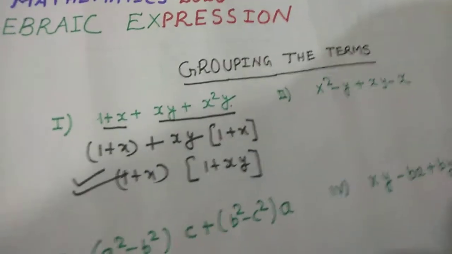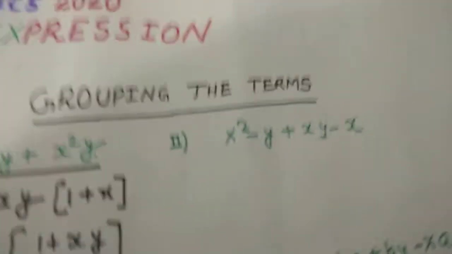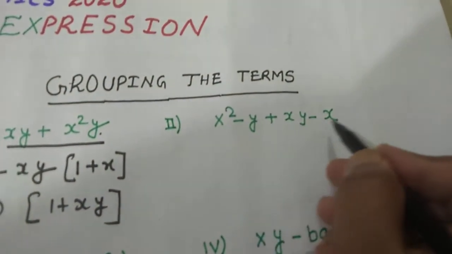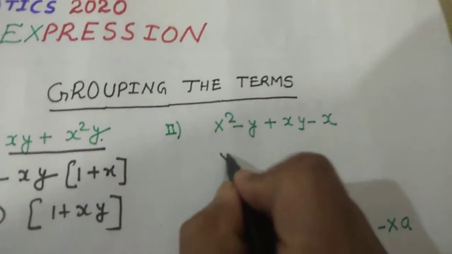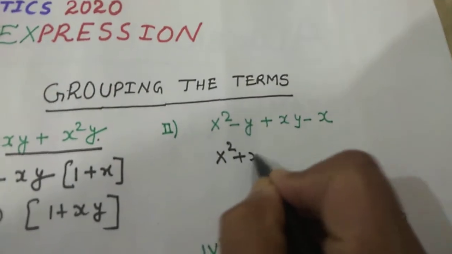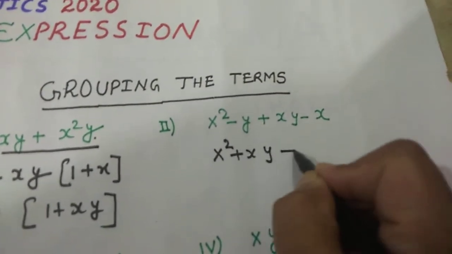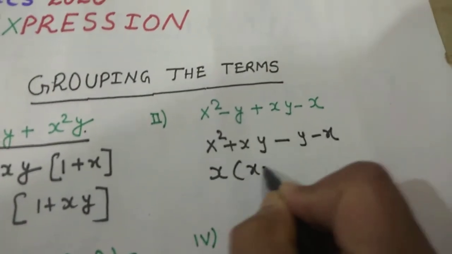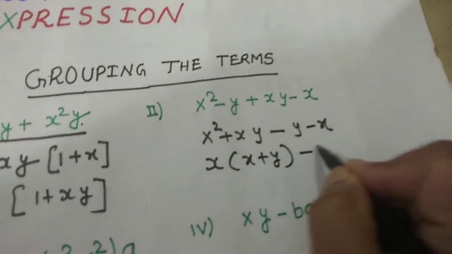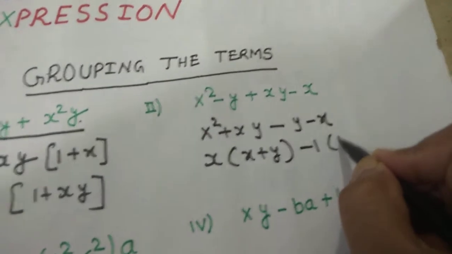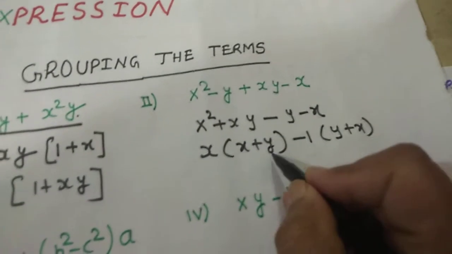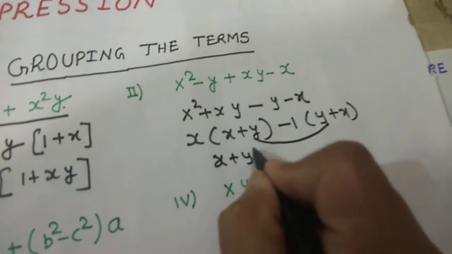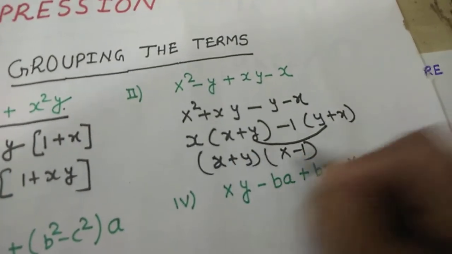Sometimes this type of question also comes. Check the second one: x square minus y plus xy minus x. First of all, arrange x square plus xy, then minus y minus x. Now you check here x is common, x plus y, and here minus 1 is common. So y plus x or x plus y are both similar. So we take y plus x or x plus y common, then x minus 1.